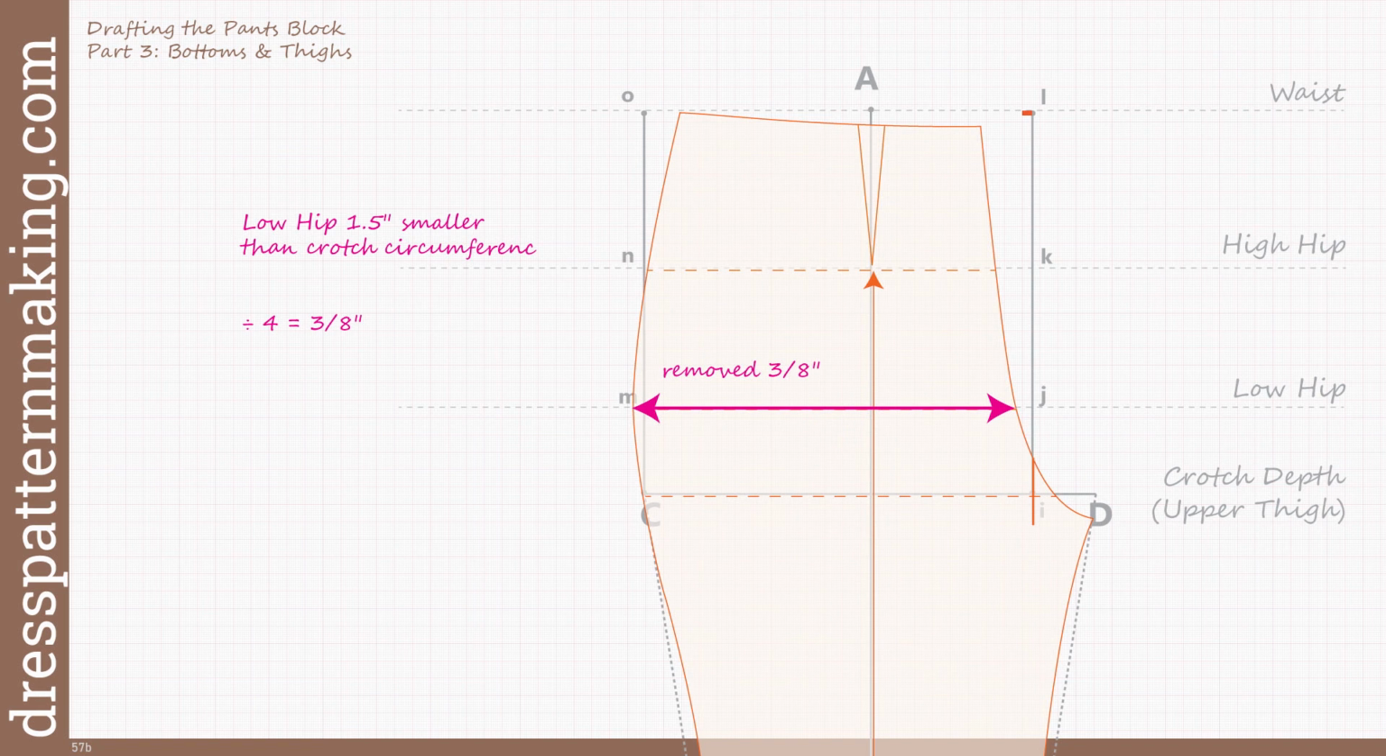Now, however, if you find it hard to get the right shape or curve when you're trying to remove ease here in the low hip, you don't have to distribute it evenly between the front and the back. You could take off more at the front, less at the back, or more in the back and less in the front. That's one thing.